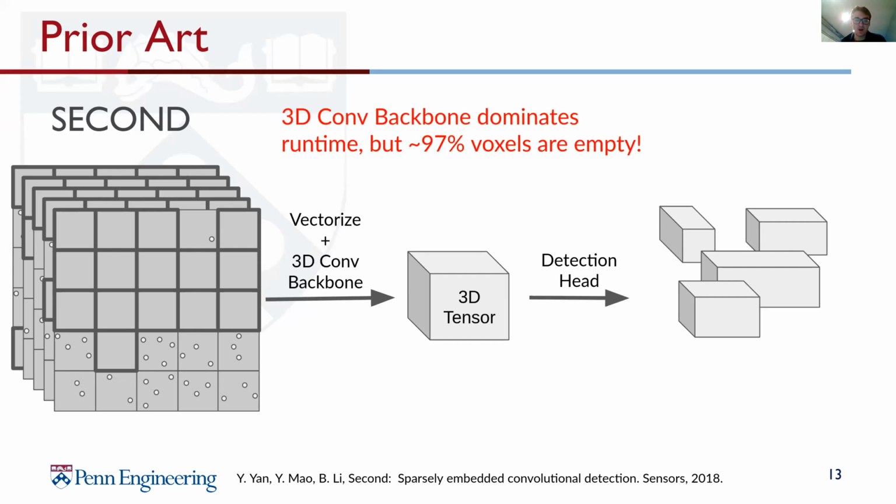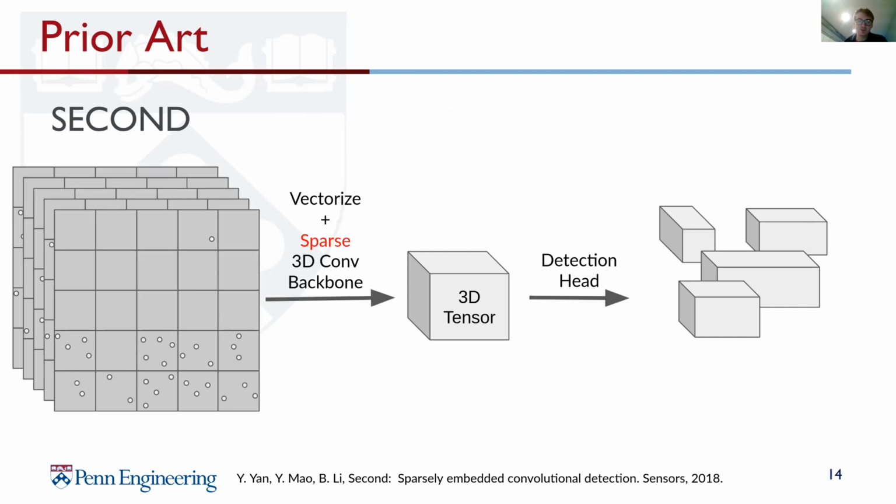SECOND comes along and says, okay, well, it turns out that in VoxelNet, 97% of these voxels are empty, and it's the 3D convolutional step that's actually dominating runtime. We could probably do something about that. And so what they do is they stick sparse convolutions in the backbone. These convolutions are mathematically equivalent to the traditional dense ones, but they essentially allow you to skip large regions of this voxelized space by virtue of the fact that they're either all doing zero computation or a large number of the values in the convolution itself are zero.